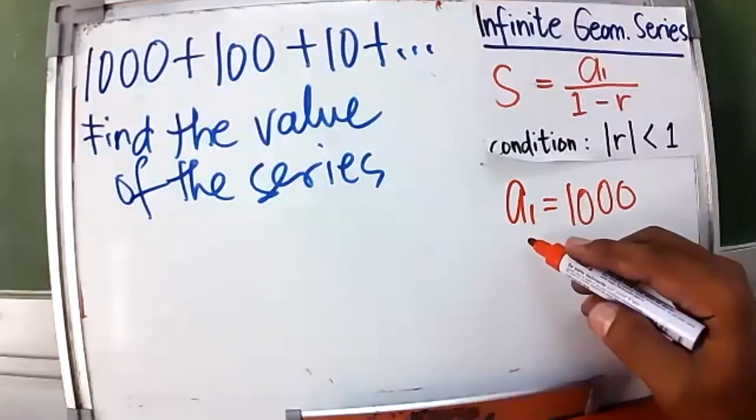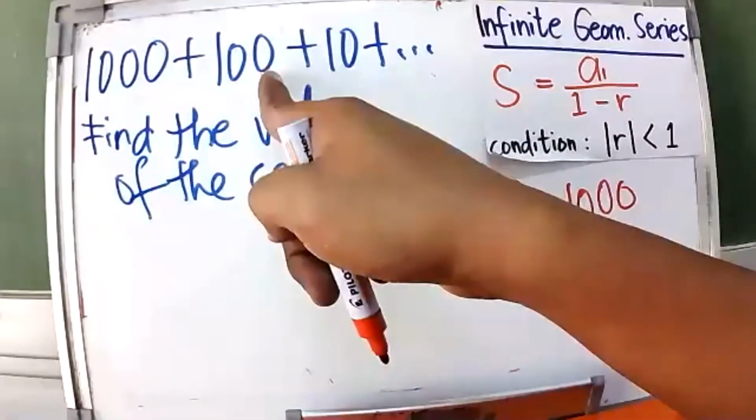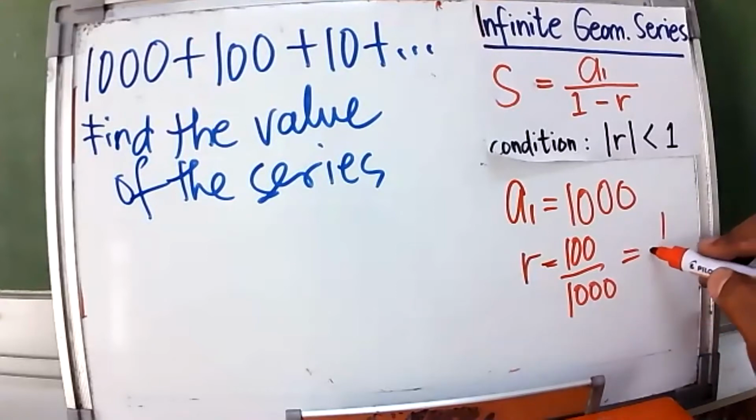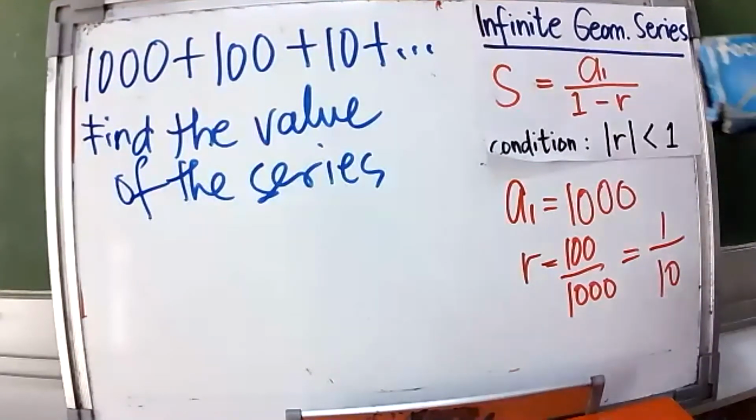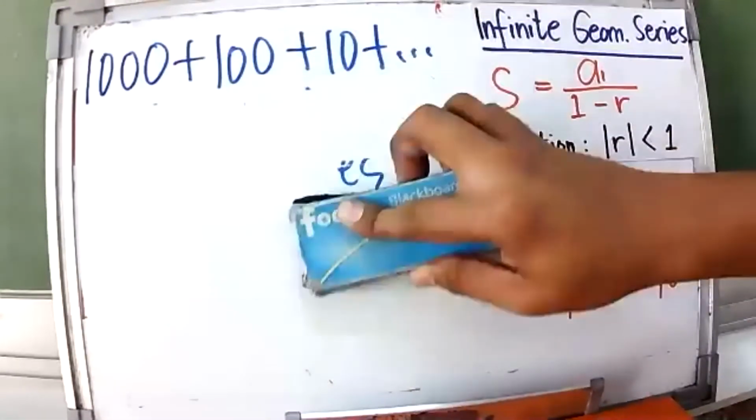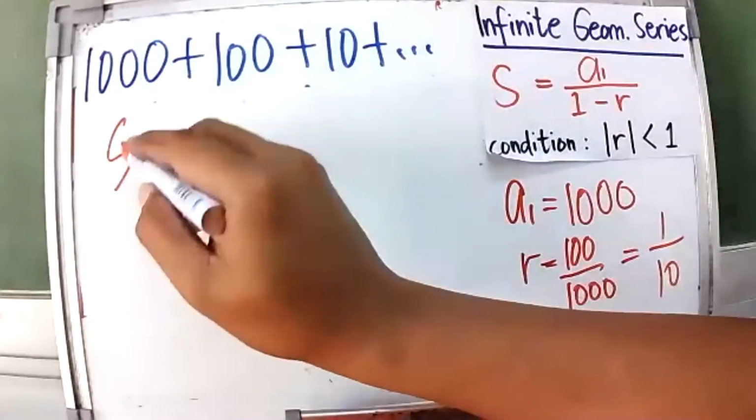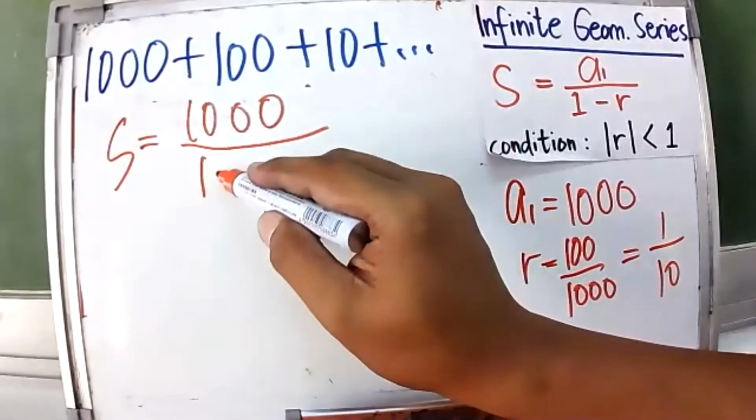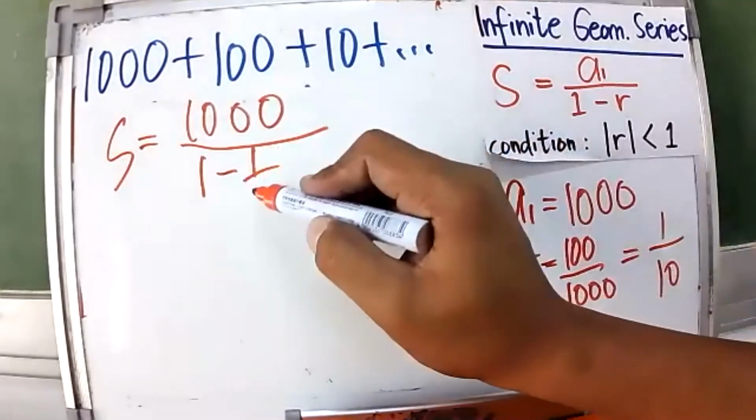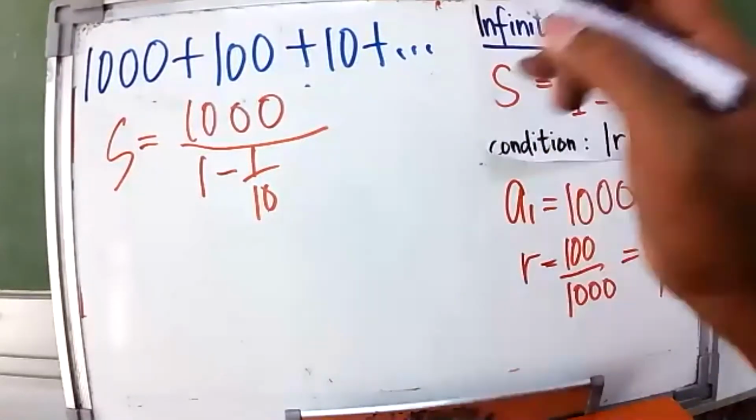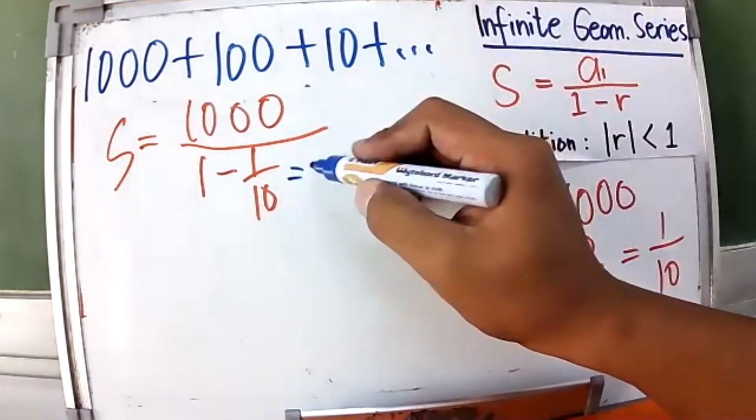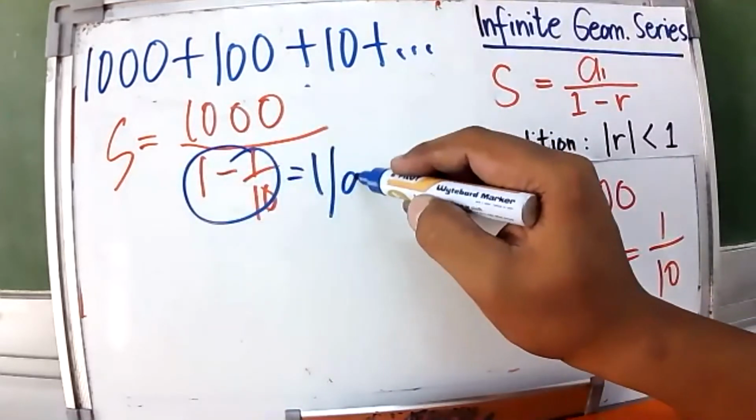And then we have our r, which is 100 divided by 1,000. That is 1 over 10. That's our common ratio. Okay? And that's all that we need. The value is decreasing, so therefore it has a sum. So, your S is equal to 1,000 over 1 minus 1 over 10. And 1 minus 1 over 10 is equal to 1 over 9.